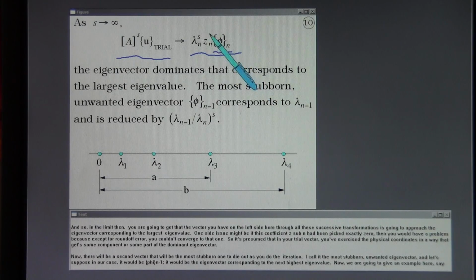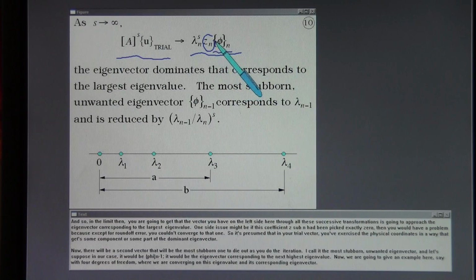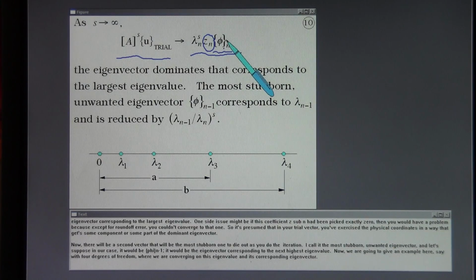One side issue might be if this coefficient z sub n had been picked exactly 0, then you would have a problem, because except for round-off error, you couldn't converge to that one. So it's presumed that in your trial vector, you've exercised the physical coordinates in a way that gets some component or some part of the dominant eigenvector.